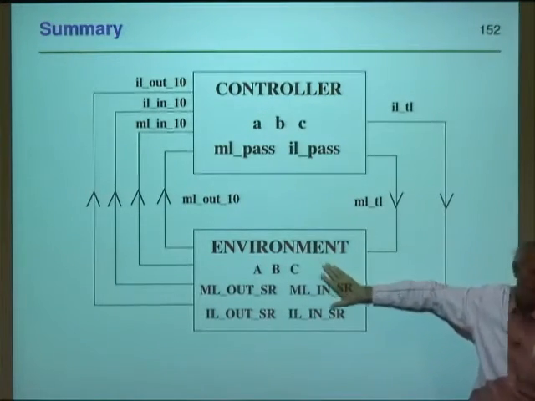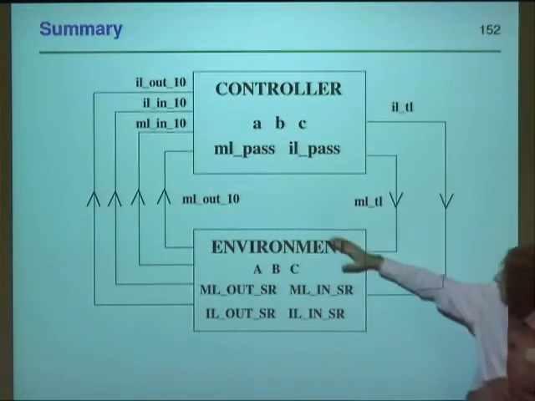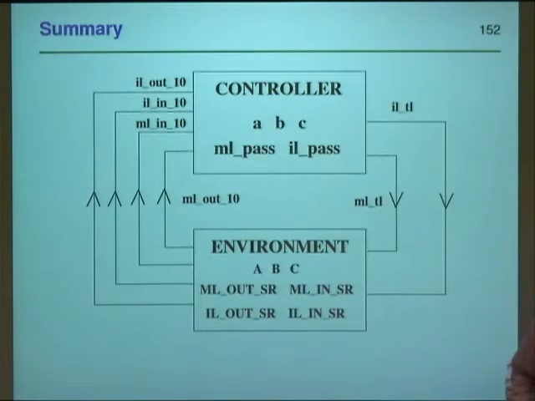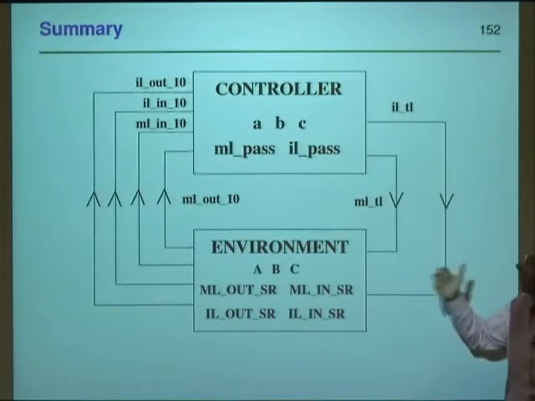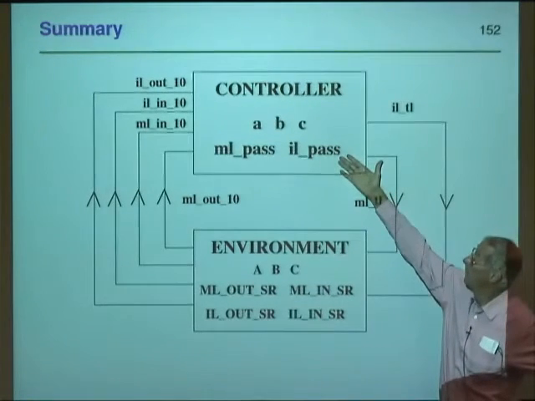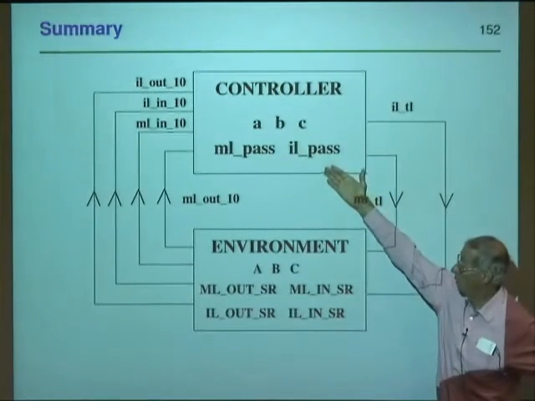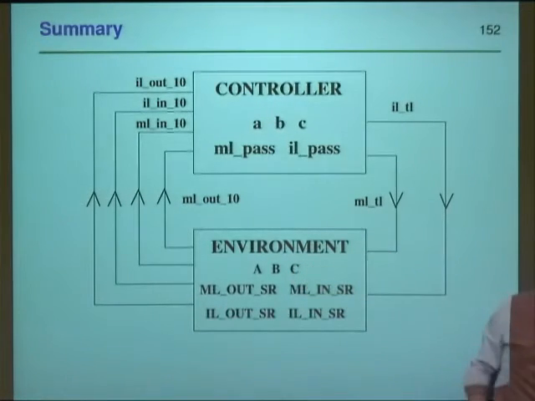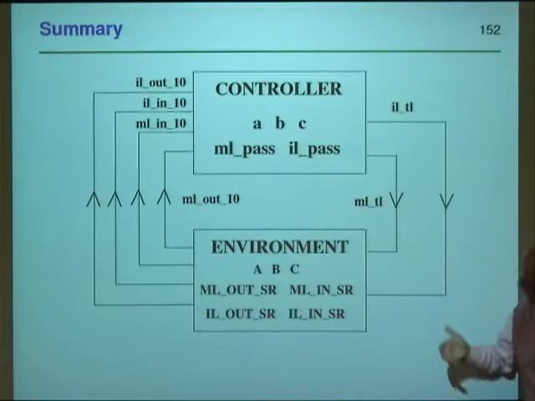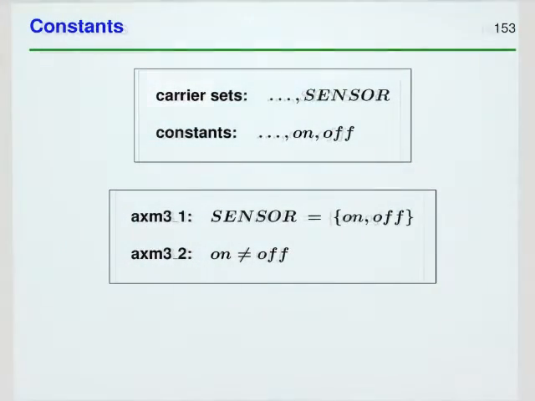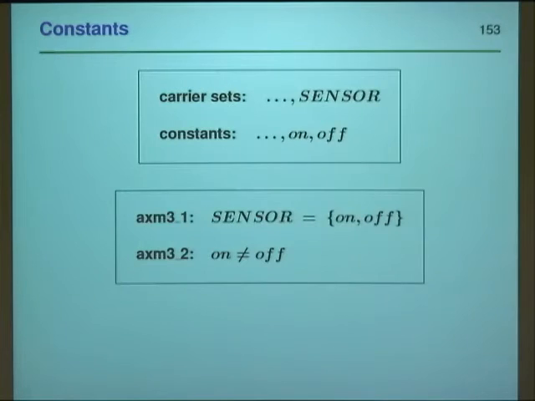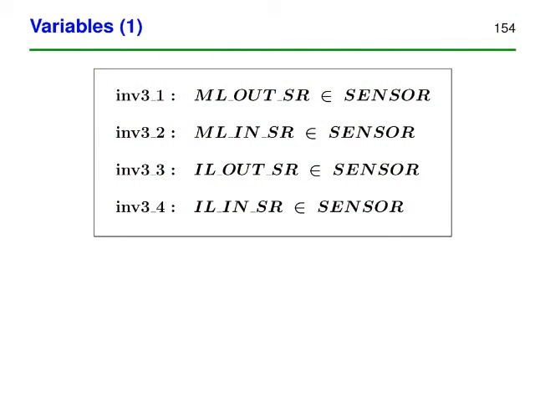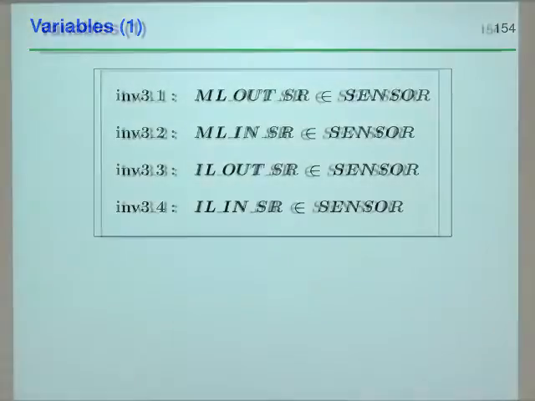And here, this is extremely simple, of course. But that environment may have far more things and far more assumptions. So what we prove finally is that this final program, the software, will be coherent relative to the assumptions about the environment. And moreover, it controls the environment according to some laws which are the basic functions of the system. So let me introduce now another carrier set, sensor, and two constants, on and off. And then we introduce the four sensor variables.